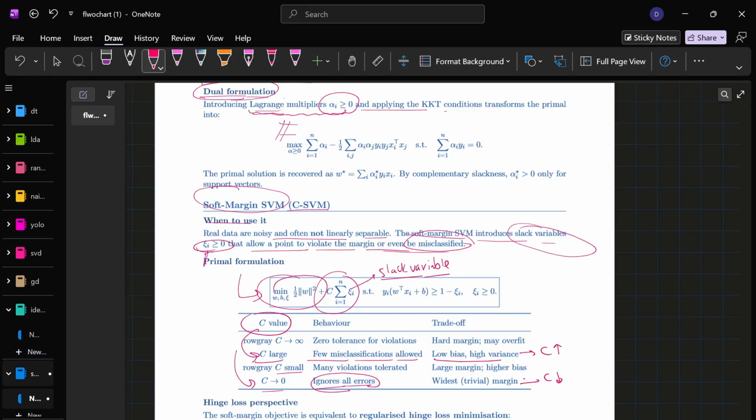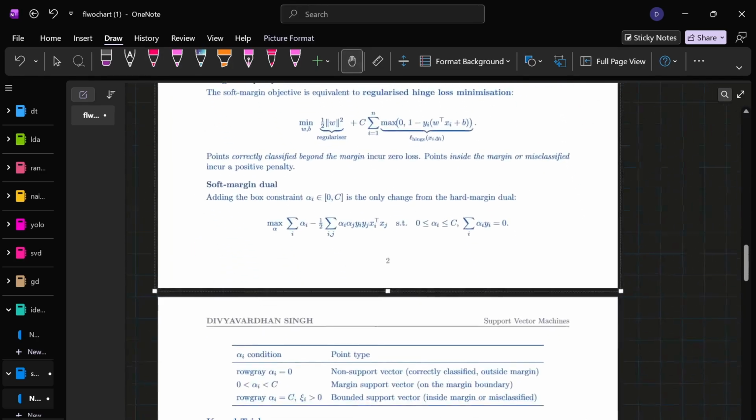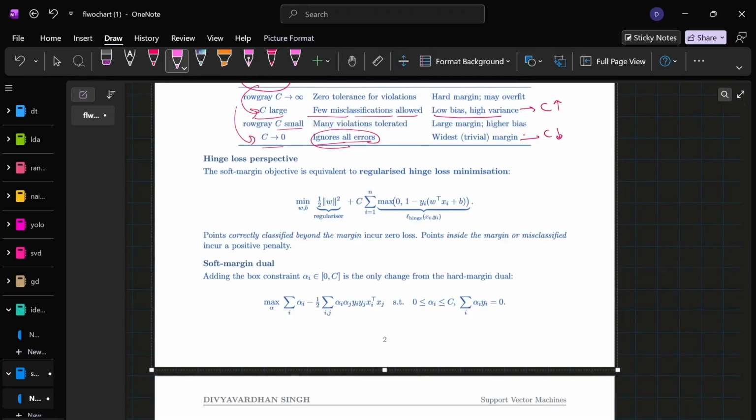Moving forward towards the hinge loss. Soft margin SVM can also be understood using the hinge loss. The hinge loss formula is max of 0 comma 1 minus y_i (W^T x_i plus b). The whole point is the intuition: if a point is correctly classified and outside the margin, the loss becomes 0. If it lies inside the margin or is misclassified, then the loss becomes positive. So hinge loss penalizes bad classification.